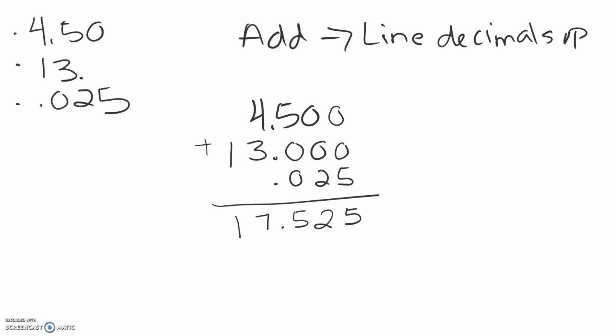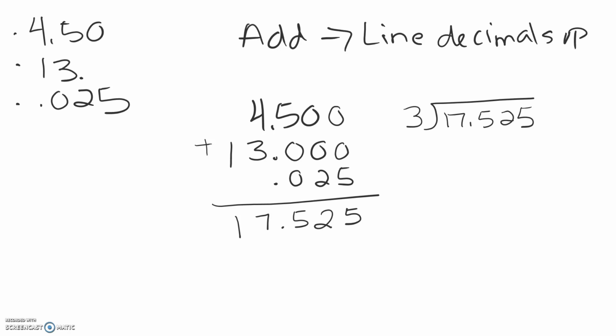So then the next step is to divide my answer by the number of numbers. And I had 1, 2, 3 numbers. So 3 goes into 17.525. When I'm dividing and there are decimals involved, I want to check and make sure that there's no decimal on the outside. And there's not this time.